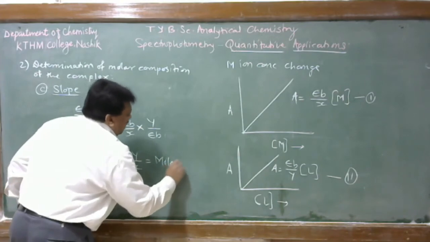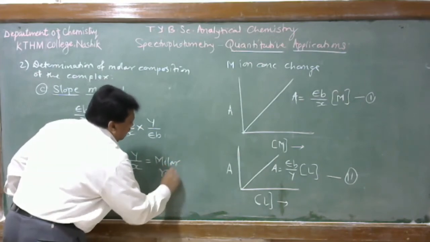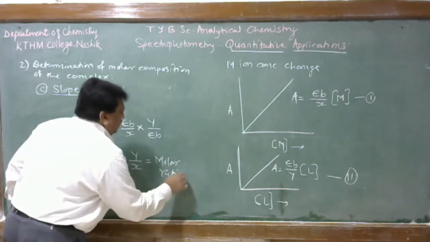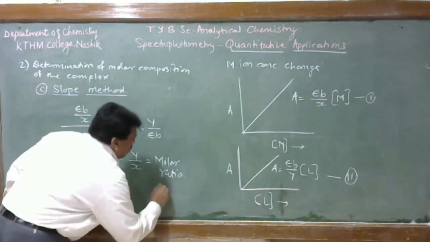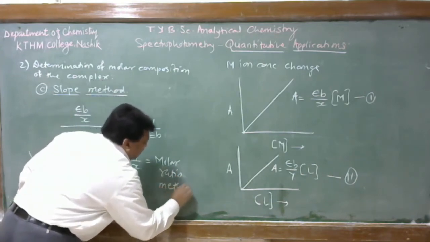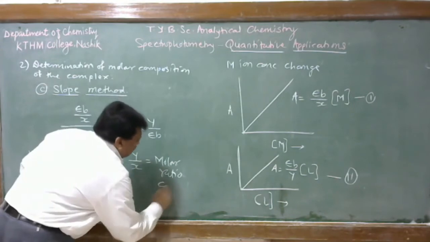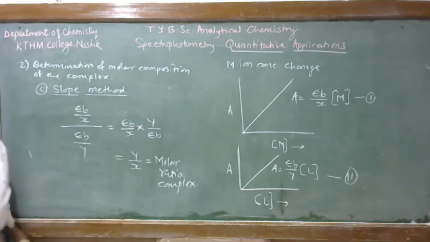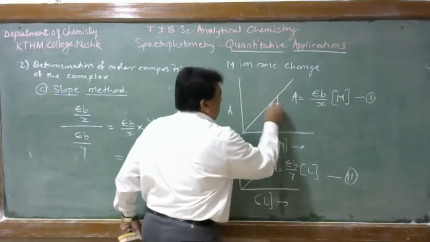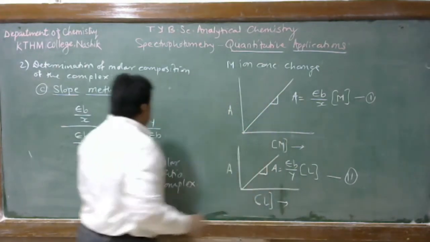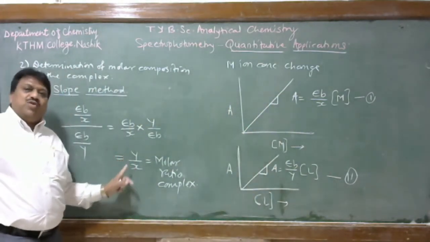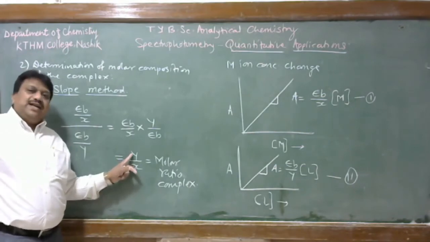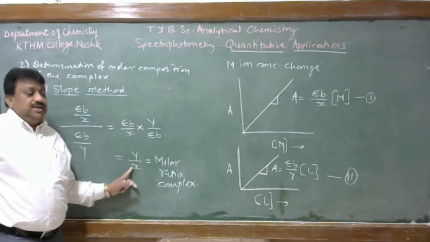This method is called the slope method for determination of molar ratio of the complex. In this case, the slope of the line or calibration curve gives the ratio of Y upon x, that is, the number of ligands joined to that metal ion.